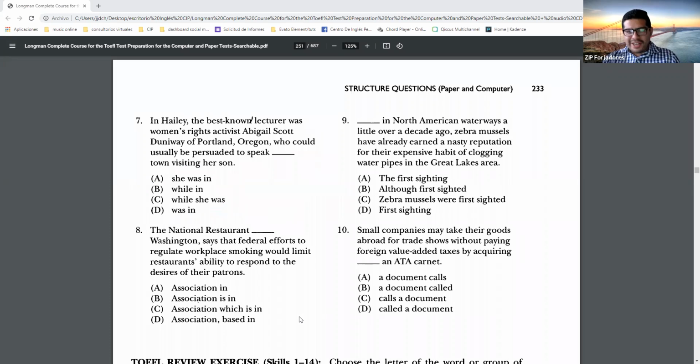All right, good. So let's go with number 8. What did you say on number 8? I say the letter A. You say letter A, right? It's letter B.